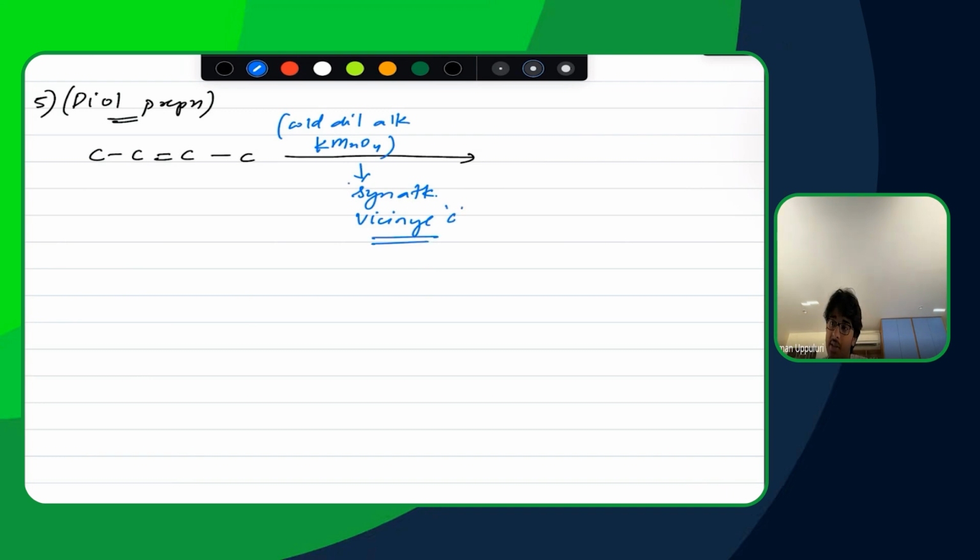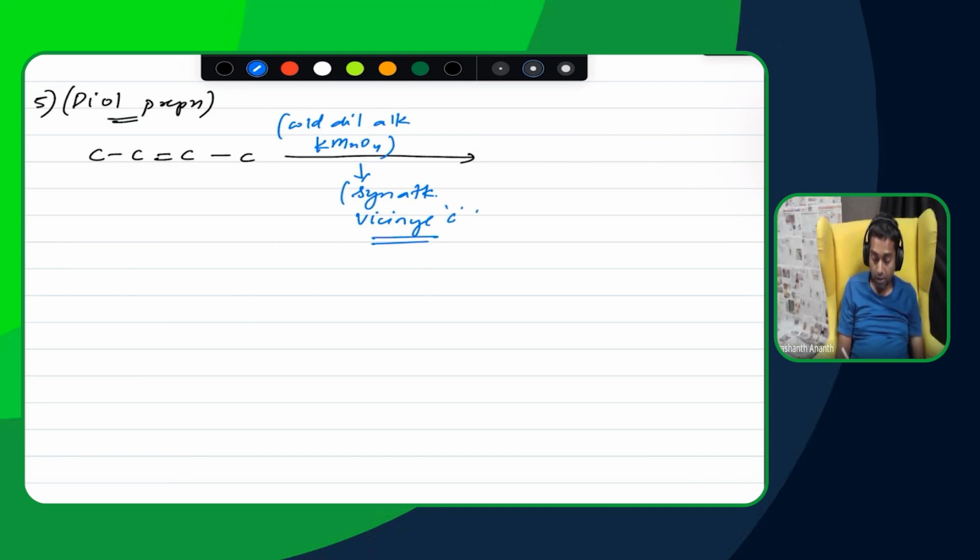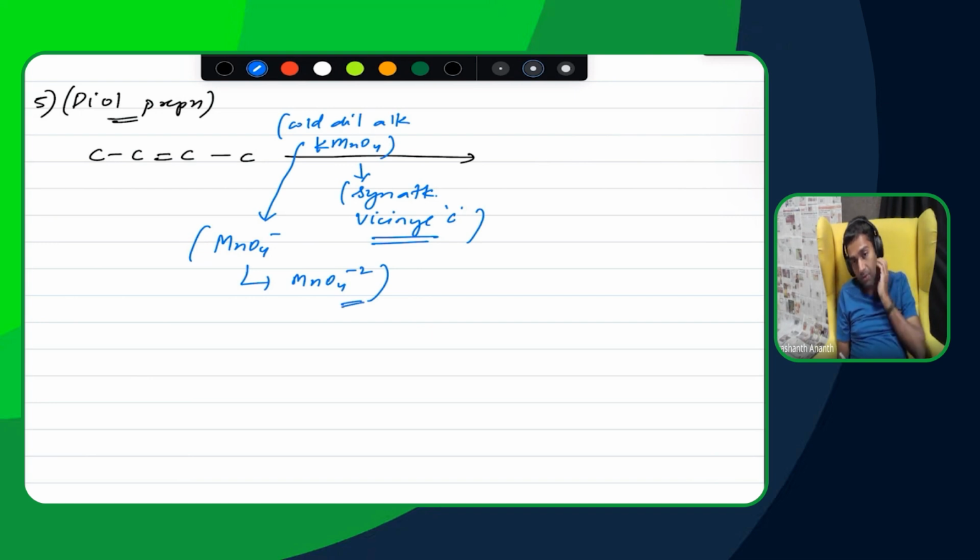This is not the same as normal KMnO4, absolutely. This is the weakest version of KMnO4. In this case, MnO4 minus generally becomes MnO4 2 minus. This is your reaction actually. And in some even rarer cases, the MnO4 2 minus might end up becoming MnO2. This is the maximum it can go up to.